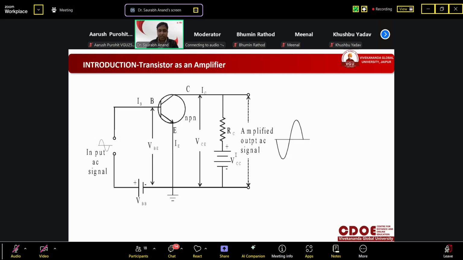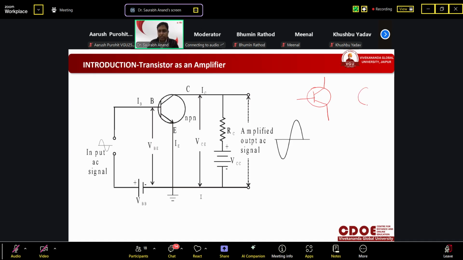So let's begin with the topic, transistor as an amplifier. We have already understood what a transistor is. This is the symbol of a transistor. Whoever was not in that session, you can understand this is the symbol. Whenever we draw any circuit, we use the symbols.